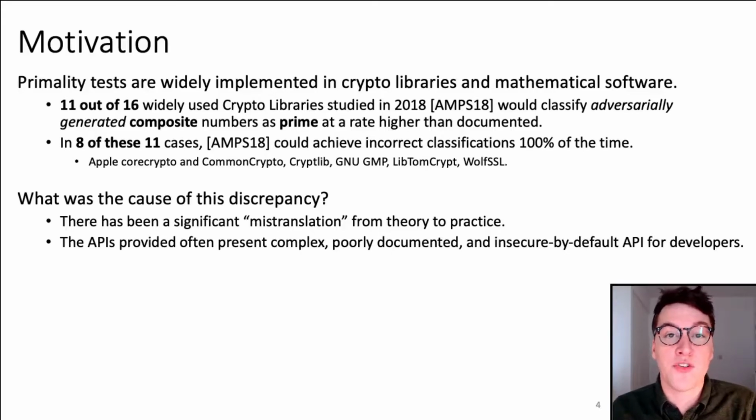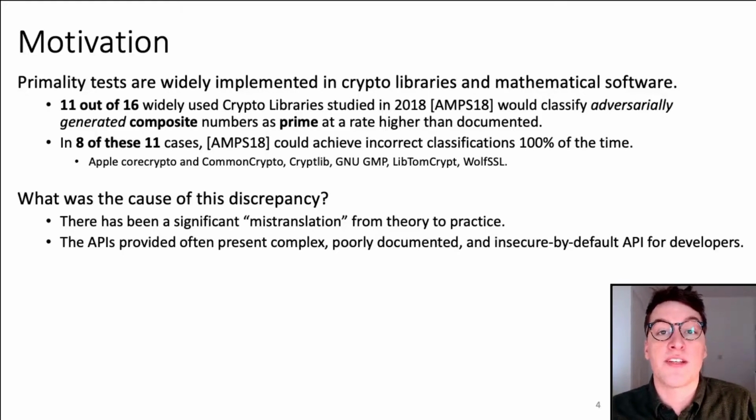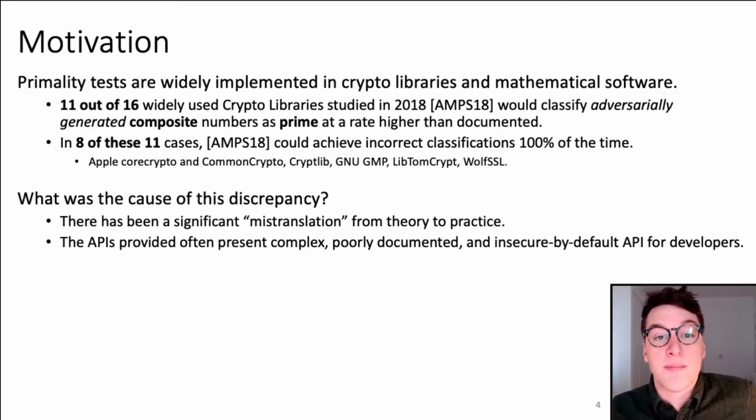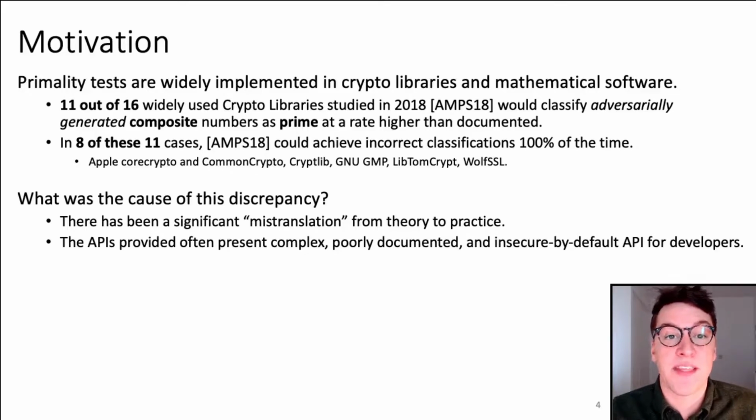Well, there are a few contributing factors. Many of the test studies neglect to consider the adversarial setting and used bounds of accuracy based on the incorrect assumption that all numbers tested would be random. We call this a mistranslation from theory to practice. Another reason for this discrepancy is that the documentation was either misleading or that simply the API calls were insecure by default. Now this would usually go unnoticed, but the adversarial setting really took advantage of this.